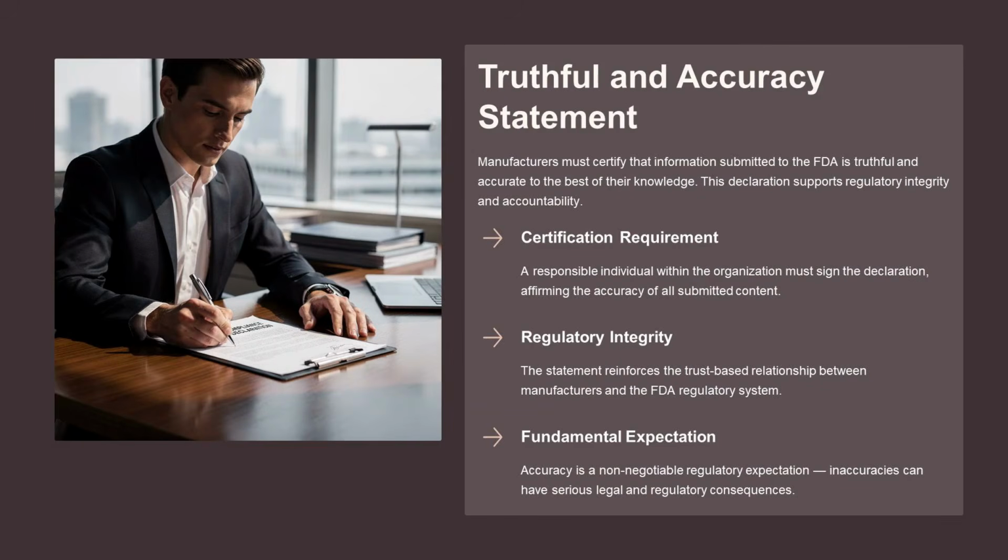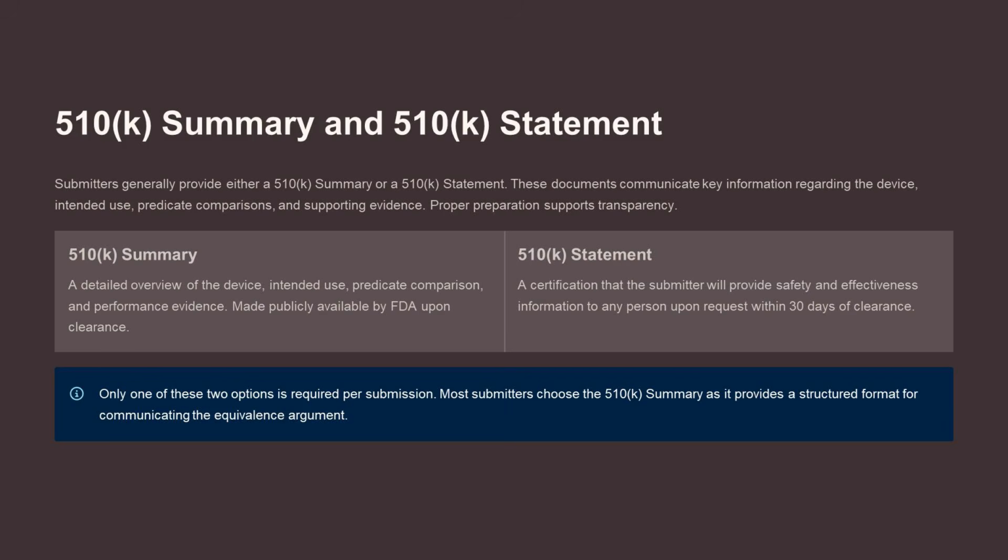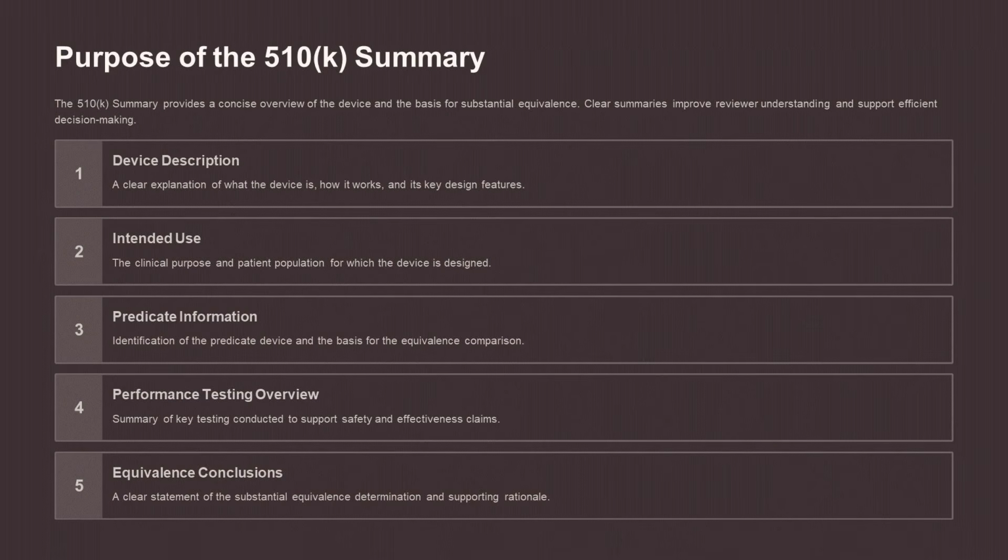Manufacturers must ensure the accuracy of information submitted to the FDA. This supports regulatory integrity and accountability. Submitters provide either a 510(k) summary or statement, communicating key information about the device. This supports transparency and understanding. The 510(k) summary provides an overview of the device and its substantial equivalence. Clear summaries aid in understanding and decision-making.